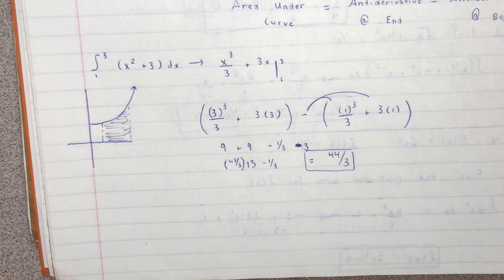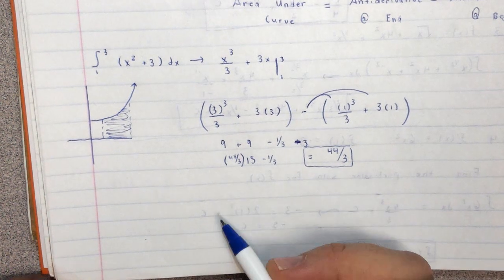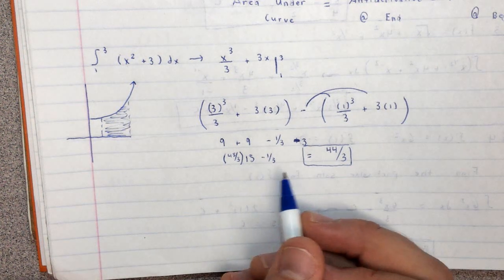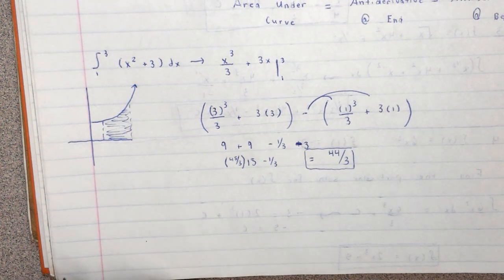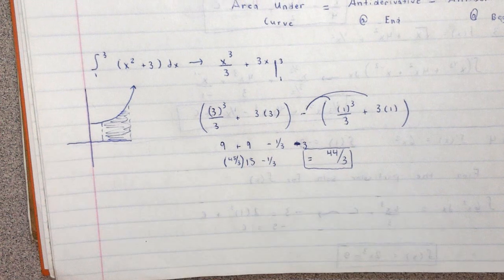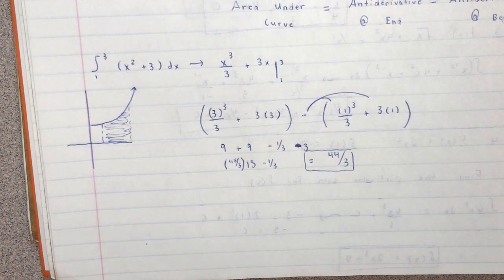Yes, Melanie, what's up? I know, I'm saying that this is this. I'm just converting it because to subtract fractions, I need the same denominator. I'm saying 15 is the same thing as 45 over 3.